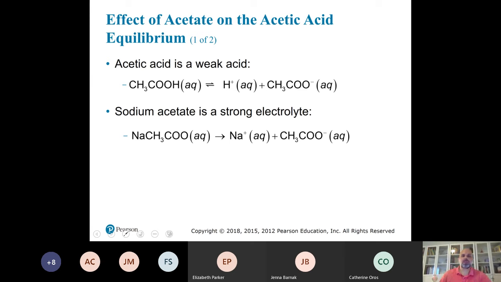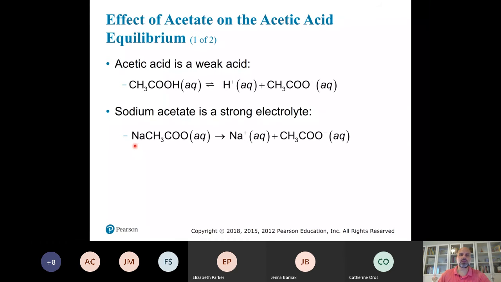Now, if you recall, if we took acetic acid and dissolved it in water, it's going to dissociate to give us protons plus the conjugate base, the acetate molecule. Now, what happens if instead we take just the acetate molecule? If we take the acetate and dissolve that in solution.